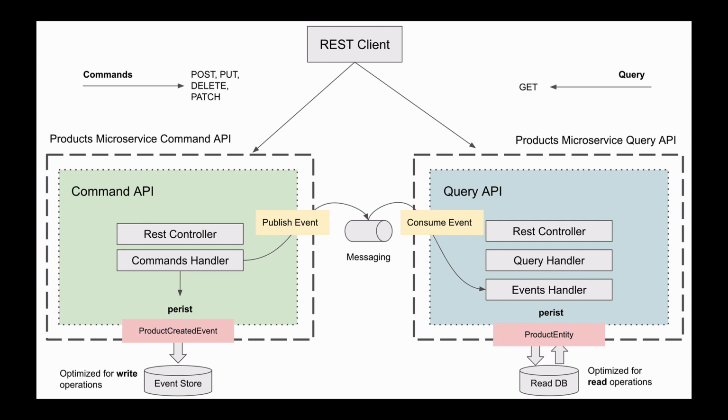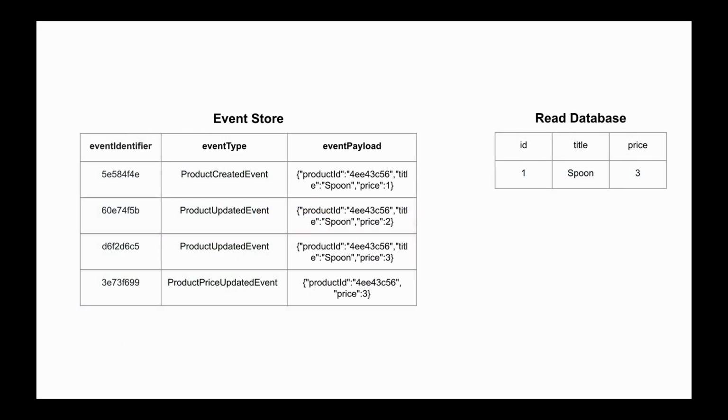Now, the difference between the event store on the left side and the read database on the right side is that the event store database will contain a record of every single event that took place for the product. But the read database on the right side will only contain one single record, which is the latest state of the product details entity. If we compare the event store and the read database side by side, the event store will contain a sequence of events that took place for a product, but the read database will contain only the final state of the product.